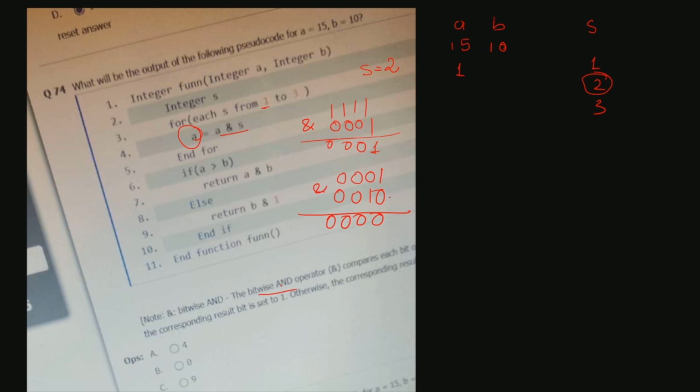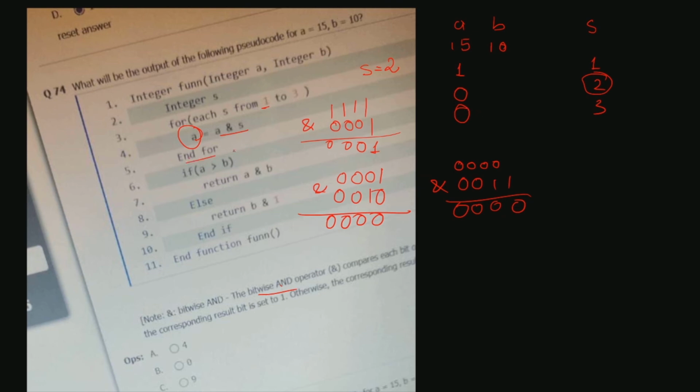in the AND table, I just told in the previous slides that whenever there are two ones in the input, then the output will be 1, otherwise the remaining conditions will be 0. So the new value of a will become 0. Again this loop will run for the third time. So for 0000 and s 0011, this will be again 0. So our new value for a is again 0.